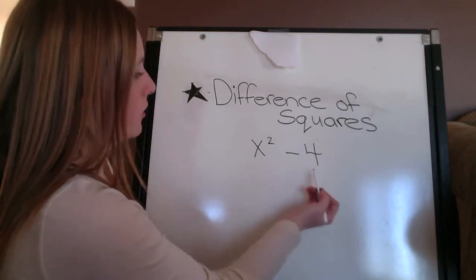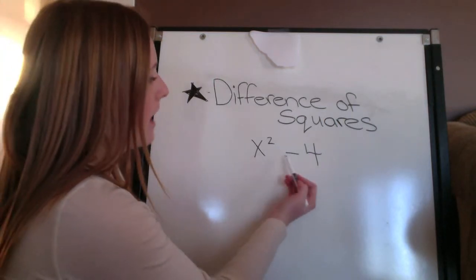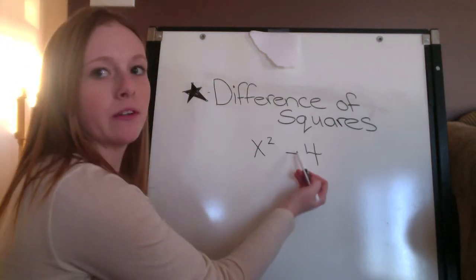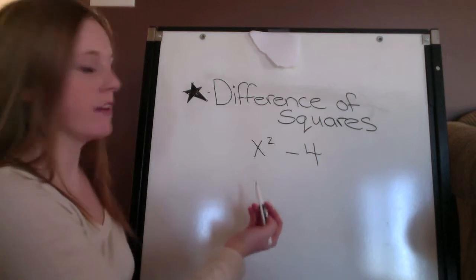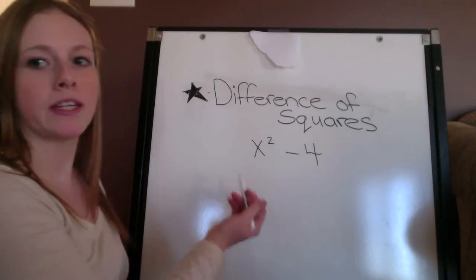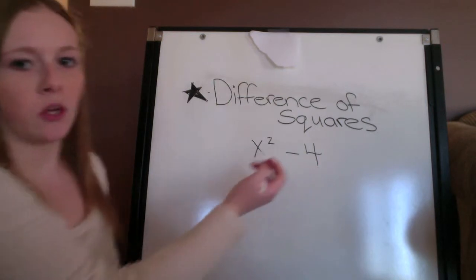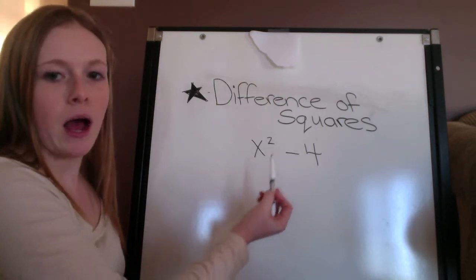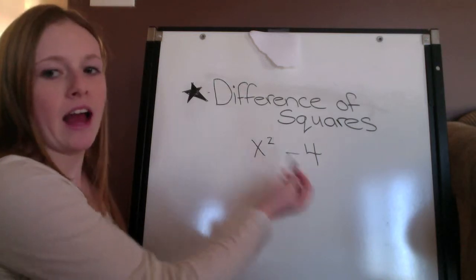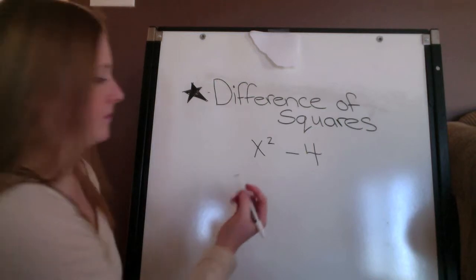So these two terms are perfect squares. And then we take the minus symbol. This means the difference of. So that is where this learning goal comes from. We are taking the difference of two squares. So once we know that this is a perfect square and that this is a perfect square and have a negative symbol, then we can do this.